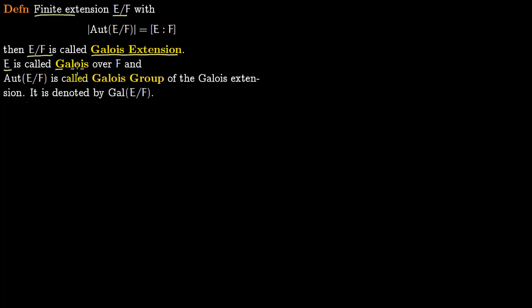and E is called Galois over this field F. This group, automorphisms of E which fix field F, is called the Galois group of the Galois extension. So the Galois extension is E over F, and we denote this group of automorphisms of E over F as Gal(E/F). This is essentially just the group of automorphisms of E which fix this field F. And you write this precisely if this condition holds, that the order of the group, or the number of elements in this group, is precisely the degree of the extension of E over F.